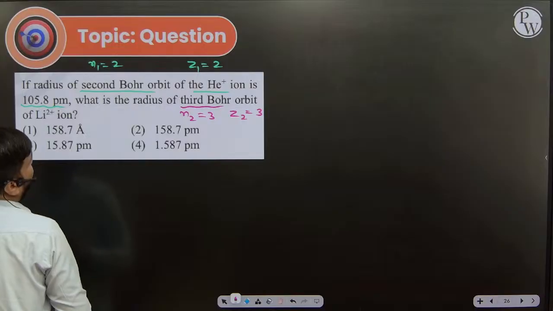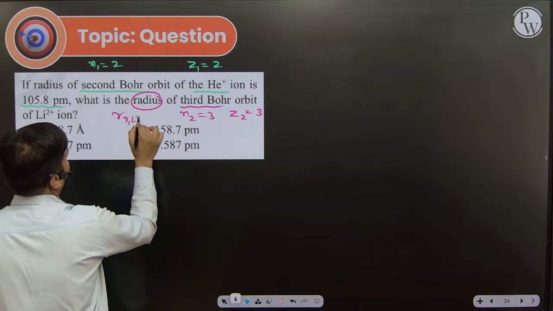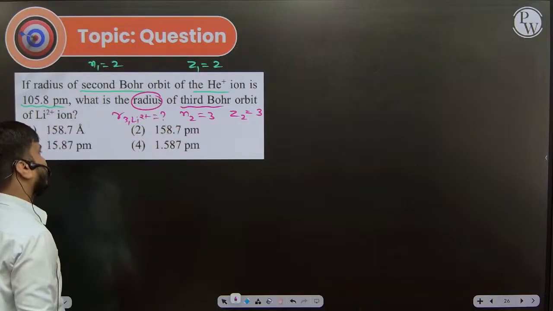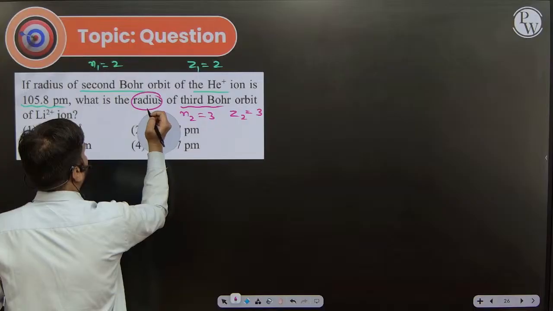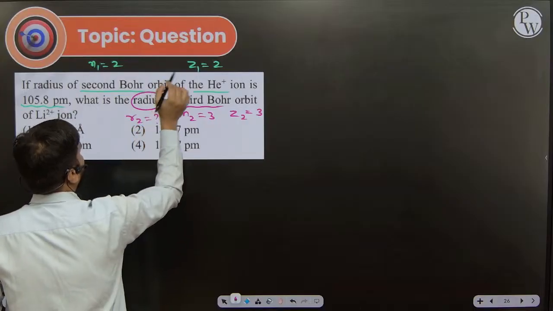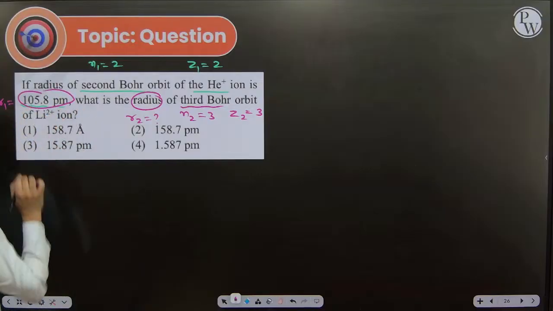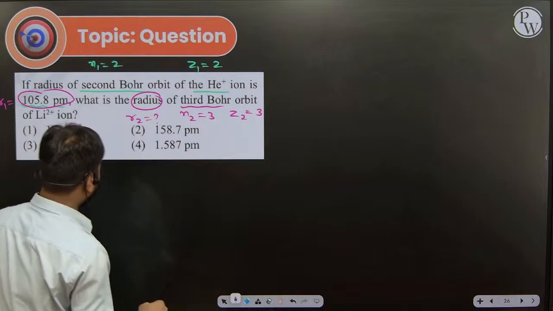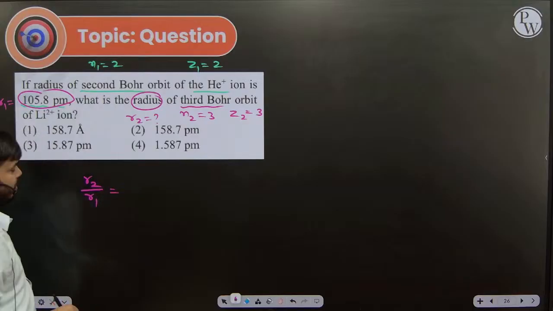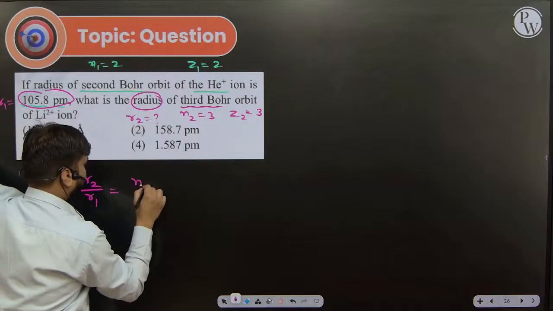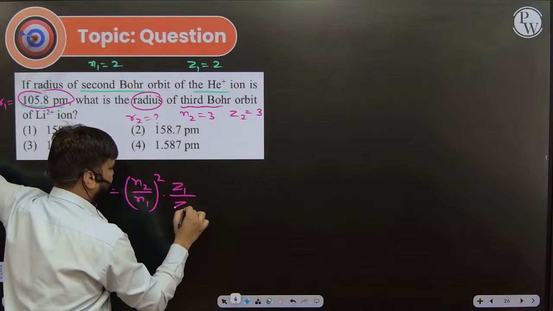So we have to calculate the radius of the third Bohr orbit of lithium plus 2. Let's consider it as R2, and here R1 is given to you, R1 is equal to 105.8 picometer. We are going to use the formula R2 by R1 equal to N2 by N1, the square of that, multiplied with Z1 by Z2.